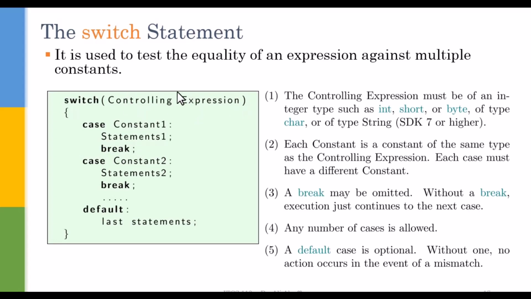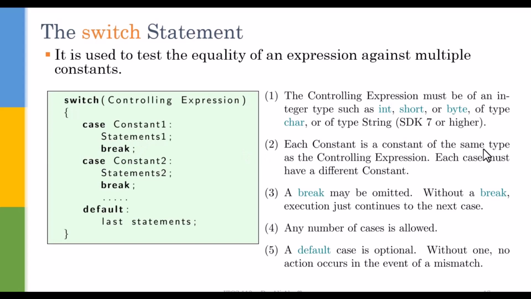The controlling expression, which is this one, must be of an integer type, short, byte, string, or char. So here you cannot use double. You cannot use boolean, because it says integer, short, byte, and char, and you cannot use long either. So this may be a multiple choice question. Inside the switch, these are the data types available.